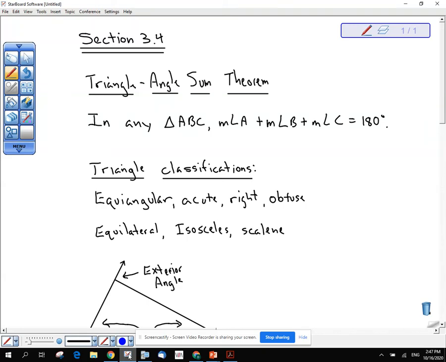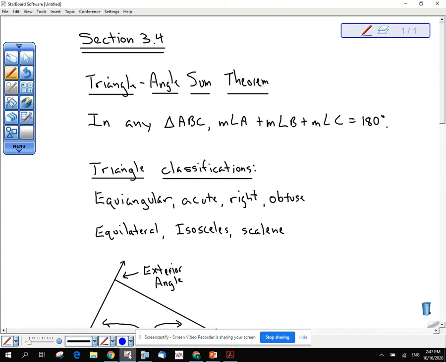Geometry section 3-4. Start out with the theorem, the triangle angle sum theorem. This may be a theorem you already know. Probably in a previous class you've been taught that a triangle's angle sum is 180 degrees always. That's true. Officially now it's given to you in geometry.